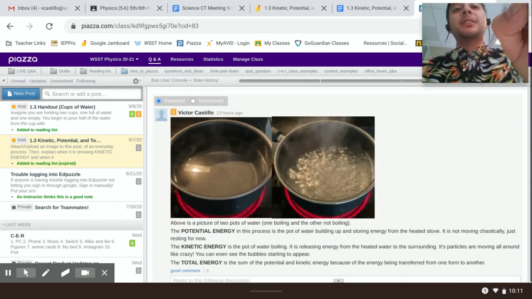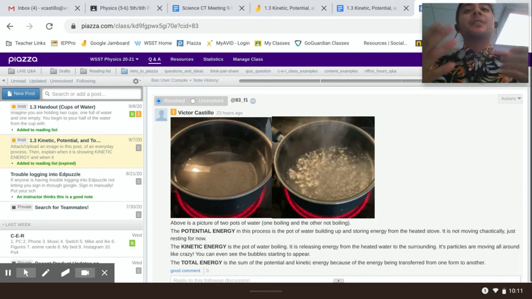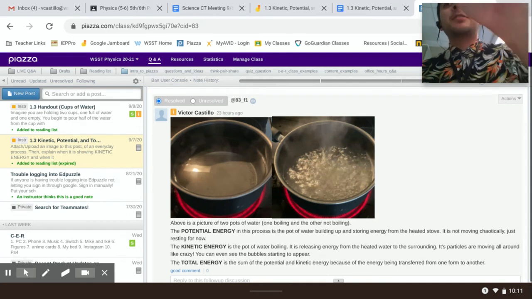Water, when it's not boiling, is potential energy. Water, when it's boiling, is kinetic energy because it's moving. But the total energy is the sum of both of them, so there's actually no loss of energy happening. Okay, so that's pretty much what you guys have to do.